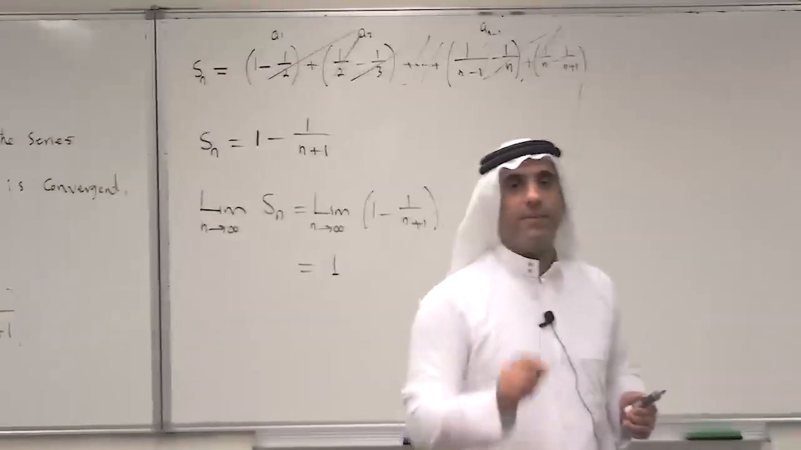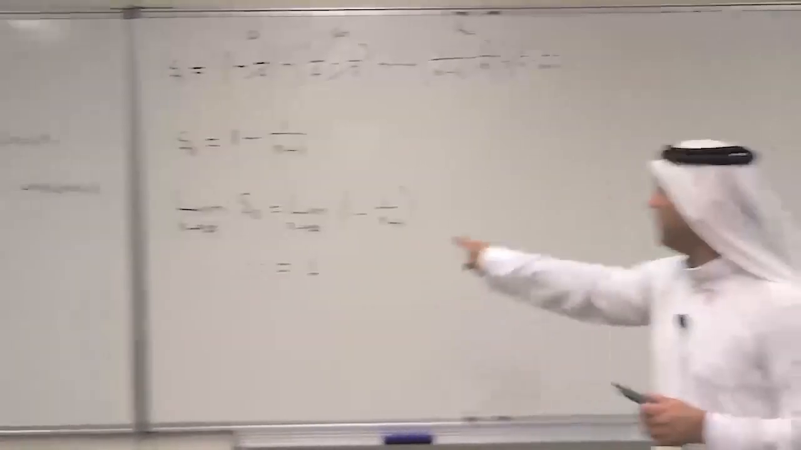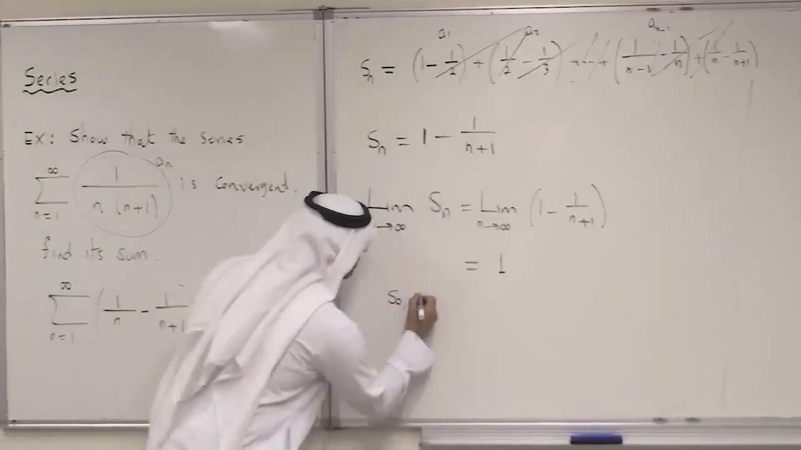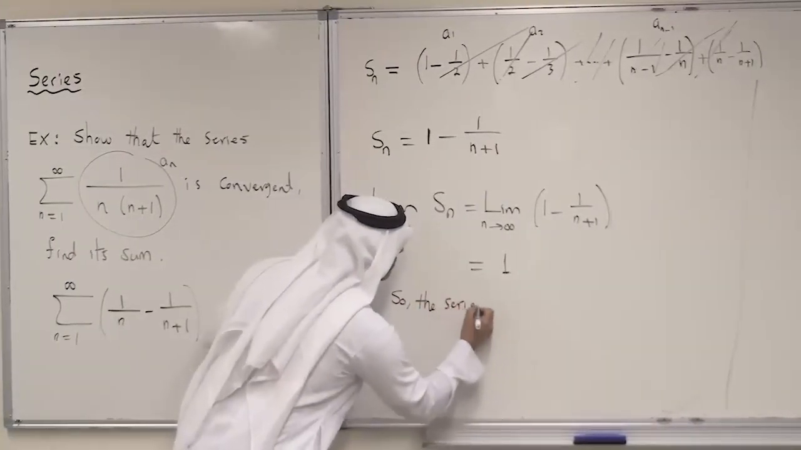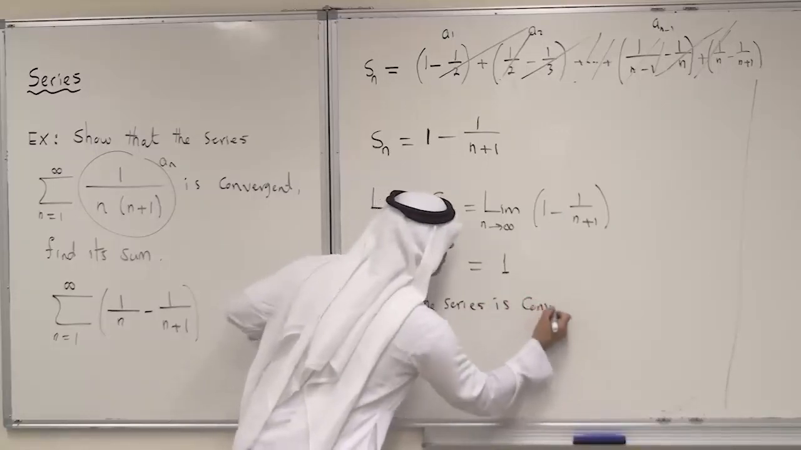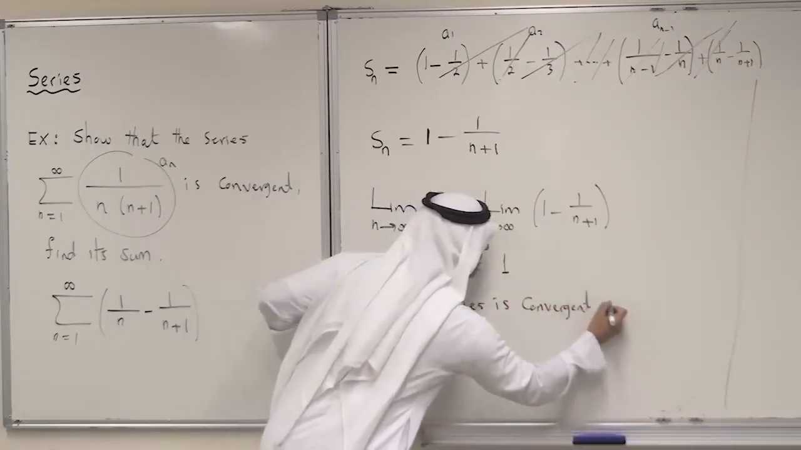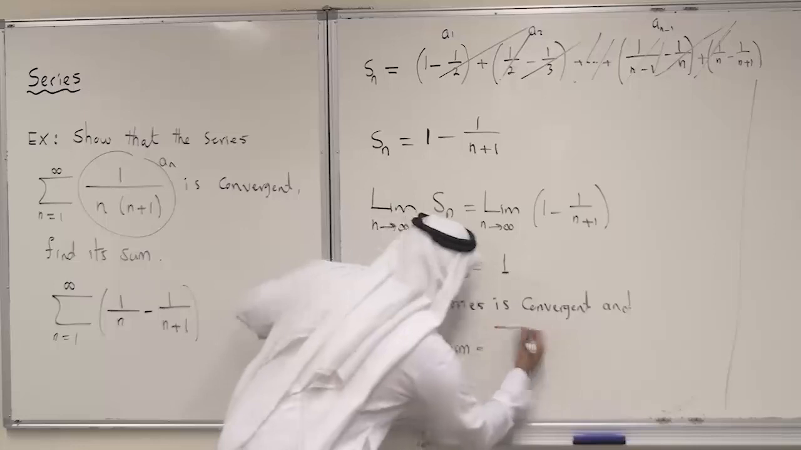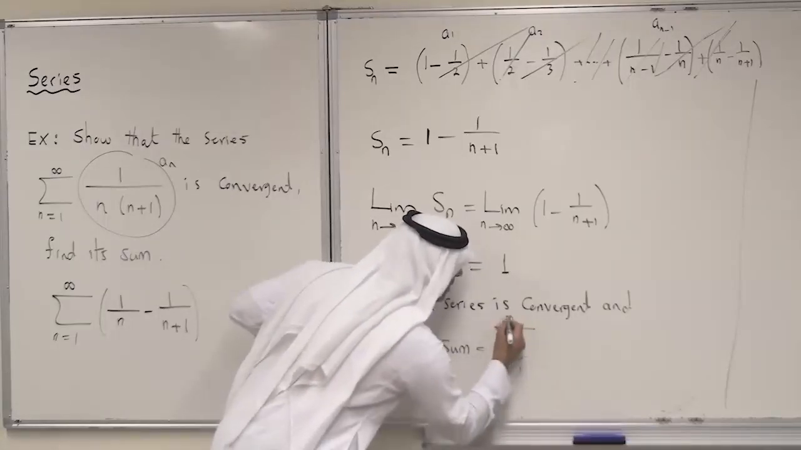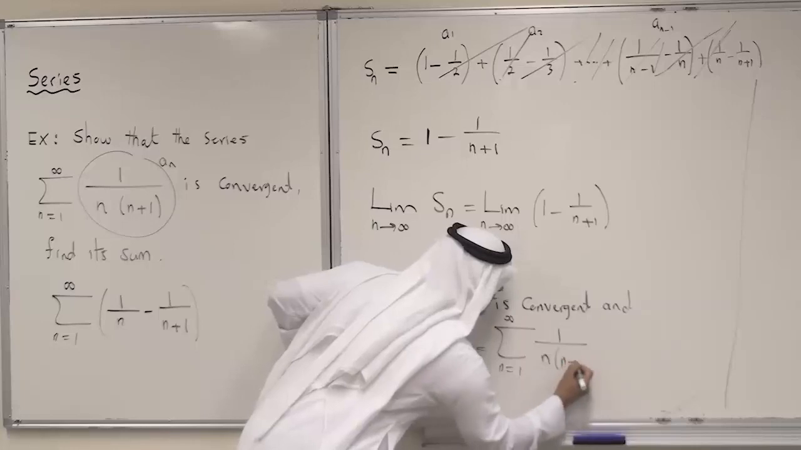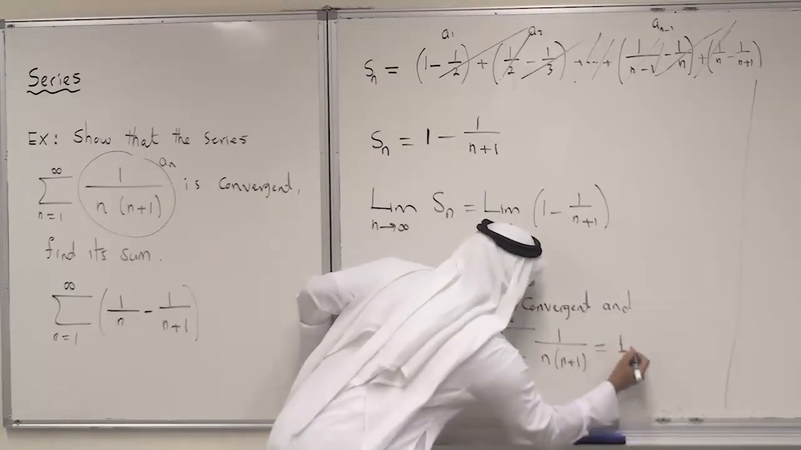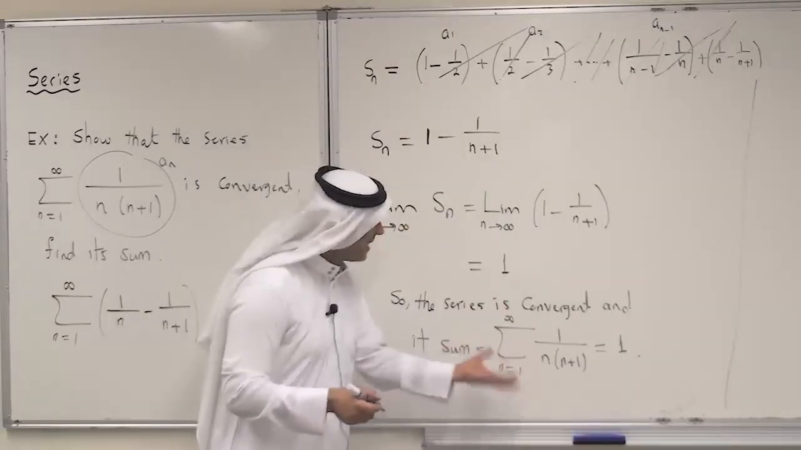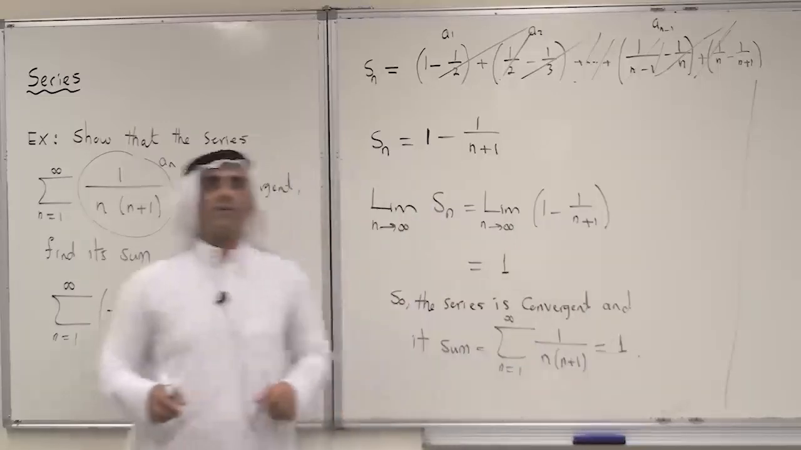Not only this, the sum of the series is exactly equal to the limit of the partial sum, which is equal to 1. So by definition, the series is convergent. This is one thing. Not only convergent, its sum, which is the summation from n equal to 1 up to infinity of 1 over n plus 1, will be exactly equal to the limit of the sequence of partial sums, which is equal to 1. So by definition, the sum of the series is exactly equal to 1.